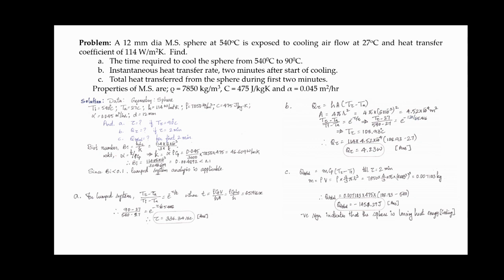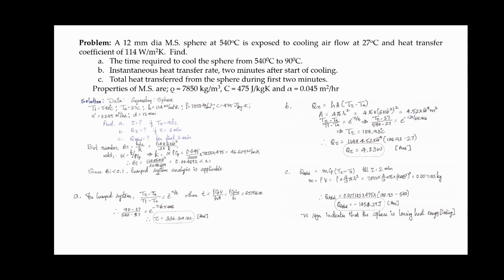So when I substitute the values, I'll get the mass as 0.007103 kg or 7.103 grams. I'll substitute the mass and the T tau, which I calculated in the previous step, and I'll get the total heat transfer as minus 1454.29 joules. Here we have a negative sign which indicates that the sphere is losing heat or we are cooling the sphere.